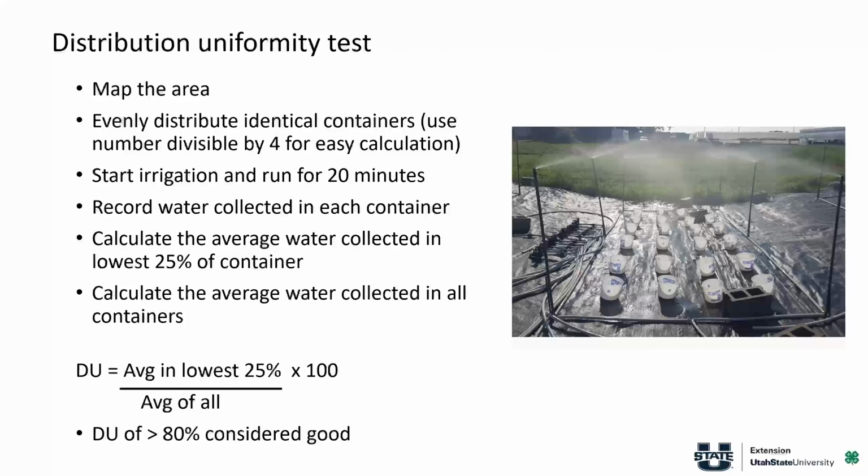To do this test, you map the area, like in the figure here, and you evenly distribute identical containers, in a number divisible by 4 because that's easy for calculation, in the landscape. Then you record the water collected in the containers, maybe after 5, 10, or 15 minutes of running the irrigation, and calculate the average water collected in the lowest 25% of the containers and the average water collected in all the containers, and that will give us the DU, or distribution uniformity.